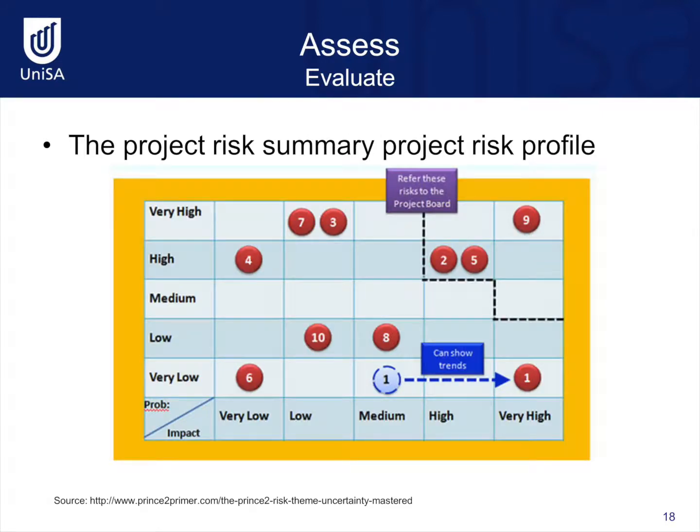Another technique that can be used to evaluate risks is to prepare a project risk summary or profile. This example is similar to the previous one, which has a probability and impact, but the scales used are different. In addition, this example also has the actual risks shown on the diagram, a threshold for when the risks should be escalated to the project board, as well as the potential to show trends of risks moving from one part of the grid to another.